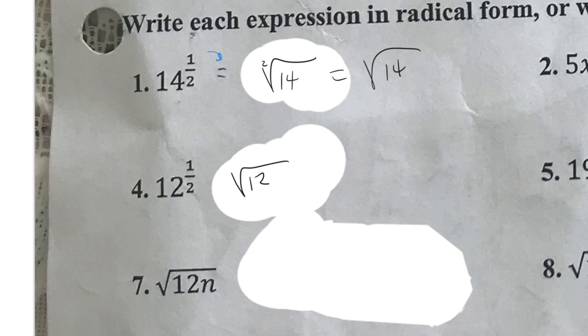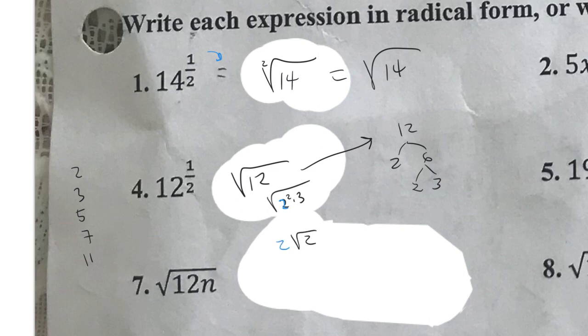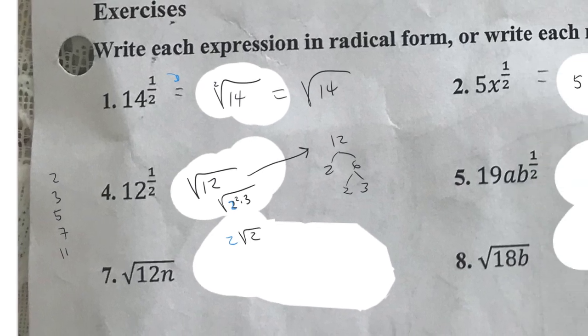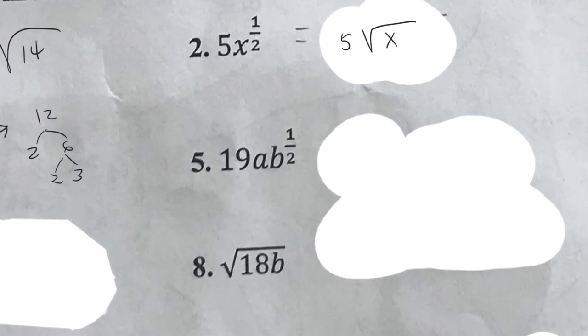Now, let's do a prime factorization on 12. If we add the list of prime numbers, 2, 3, 5, 7, 11. 12 is 2 times 6, 2 times 3. So therefore, 12 could be rewritten as 2 times 2 times 3, also known as 2 squared, times 3. Who gets out of jail? Well, this blue 2 gets out of jail. So therefore, that could be simplified as 2 radical 3. Okay, so we're sort of tying all of the concepts together right now.